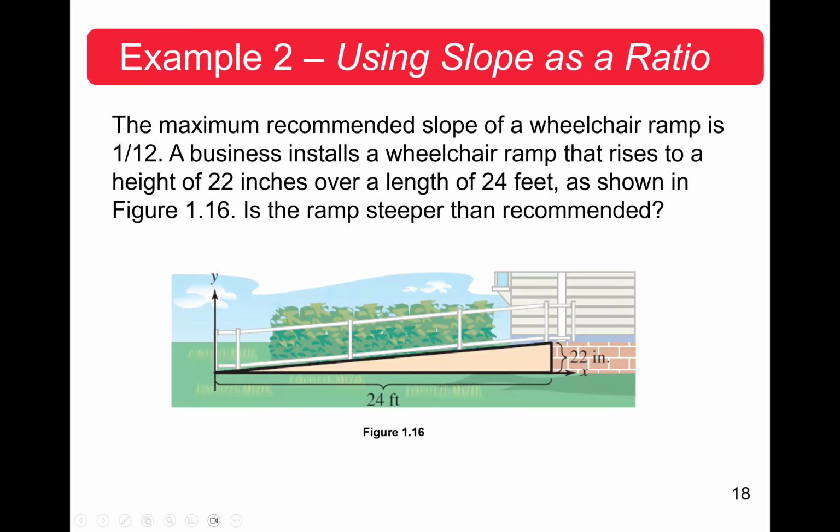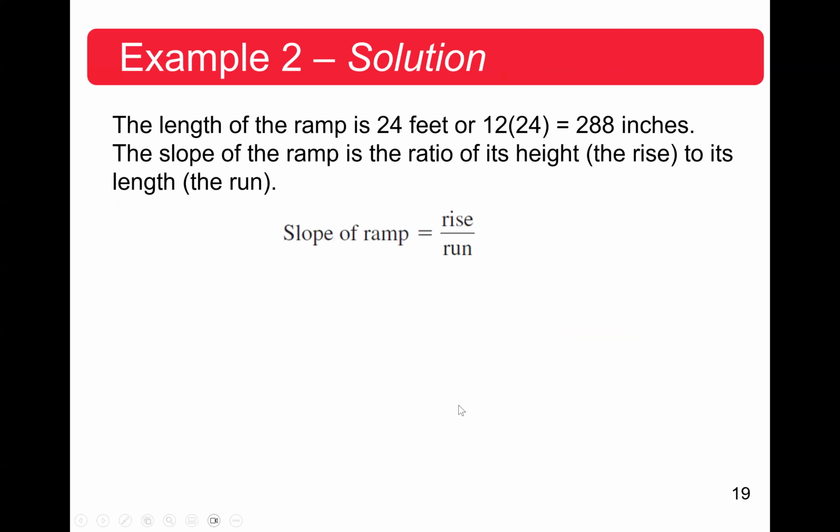So for the example given here, we say the maximum recommended slope of a wheelchair ramp is 1/12. Now a business installs a wheelchair ramp that rises to a height of 22 inches over the length of 24 feet as shown in the diagram here. So we can see the rise 22 inches, length 24 feet. So here the question now says, is the ramp steeper than recommended? So we need to find it.